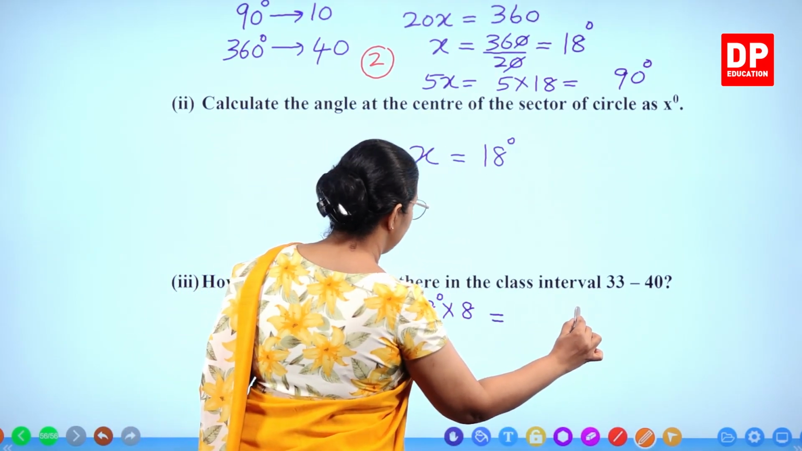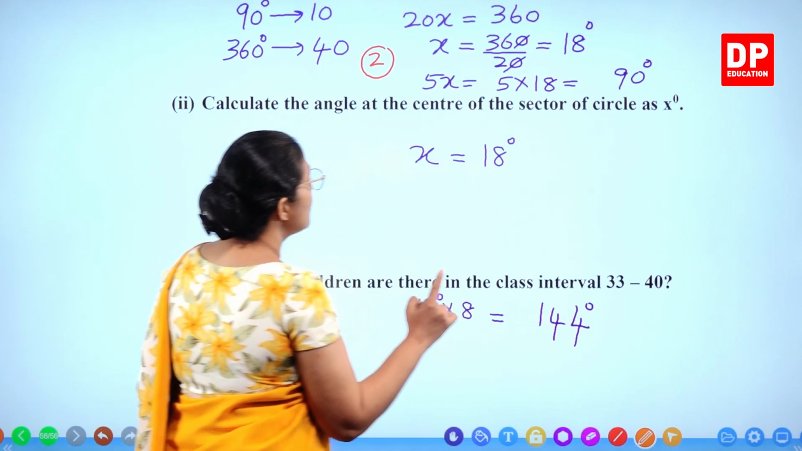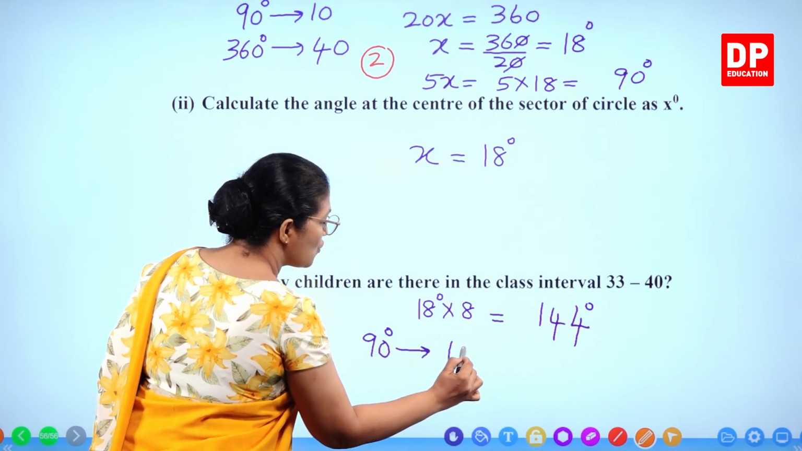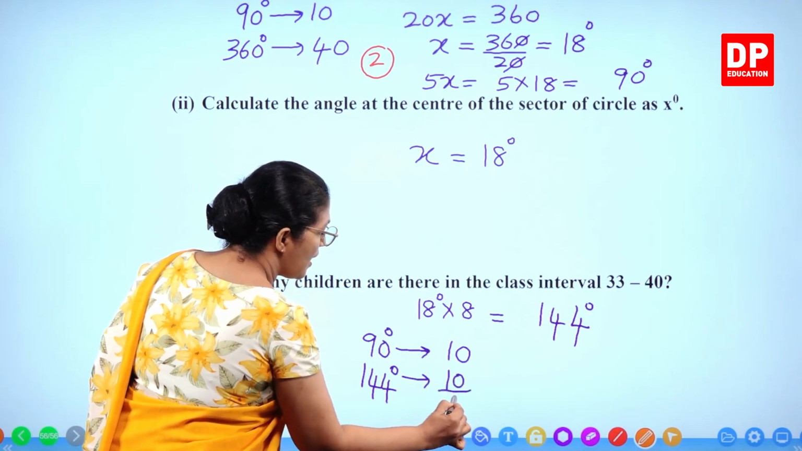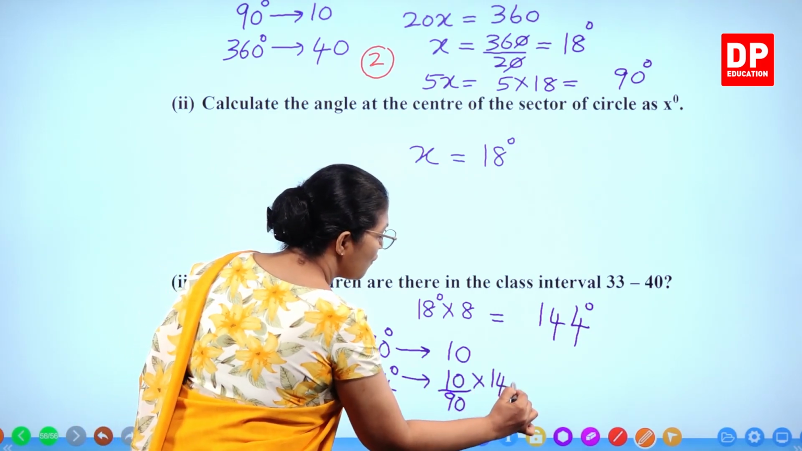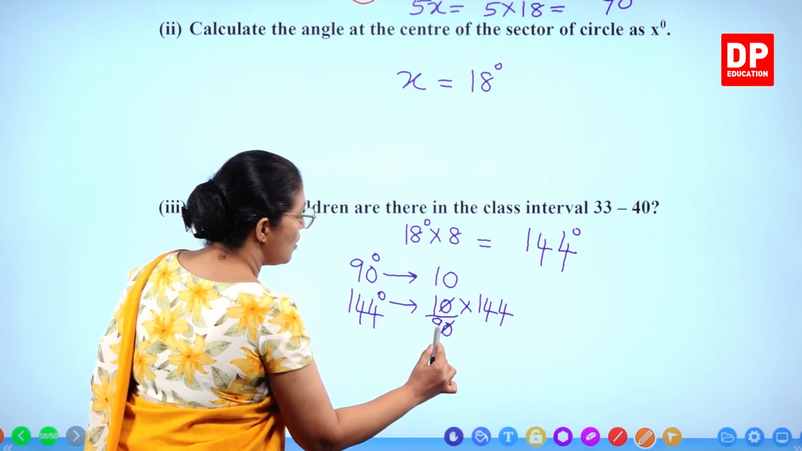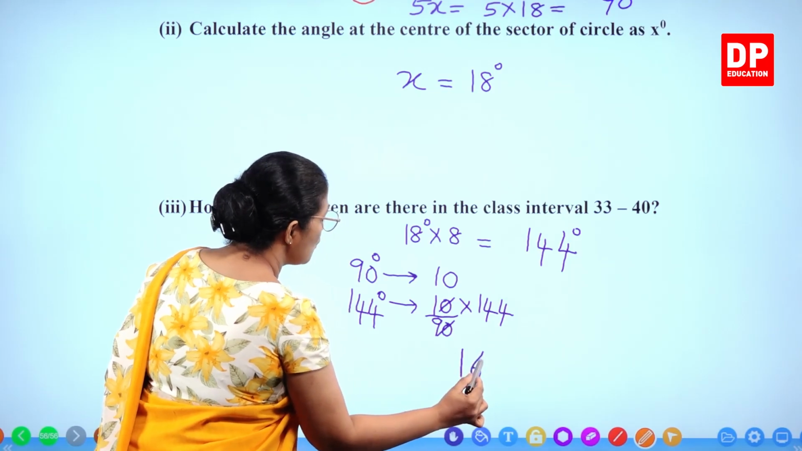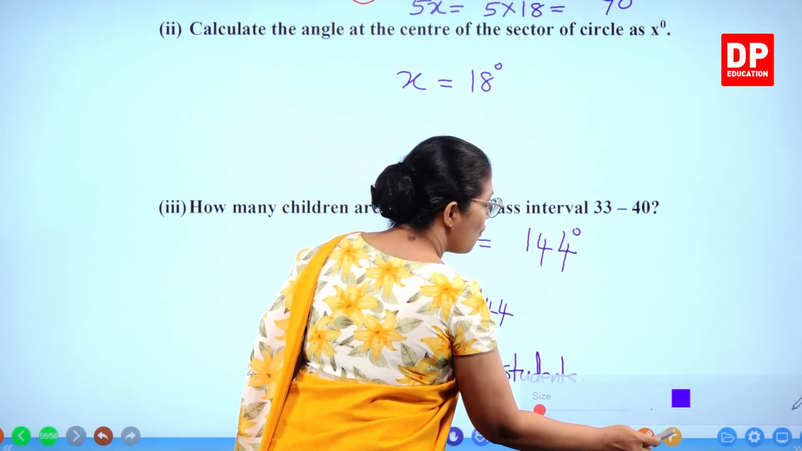That means 8 times 18, that's 144 degrees. So 90, again we can take the previous one. 90 means 10 students. And what about 144 degrees? 10 divided by 90 multiplied by 144. So you get 0.1, 9 times 1, 9, 54, 9 times 6. So 16 students in this interval 33 to 40.